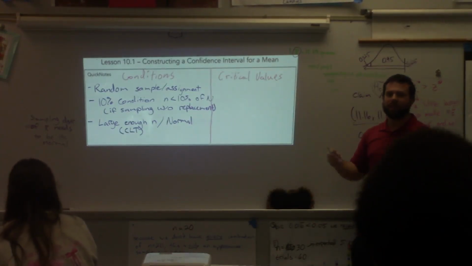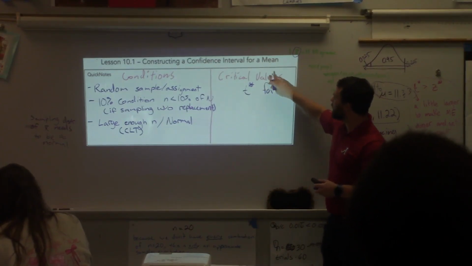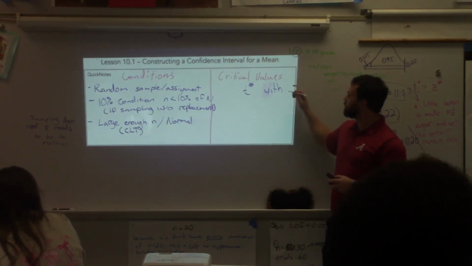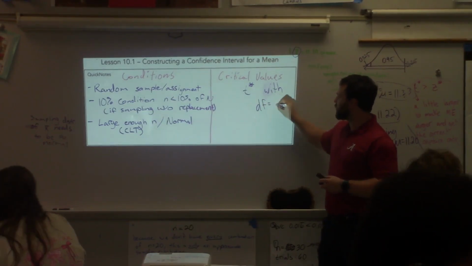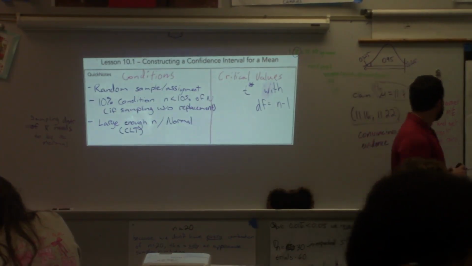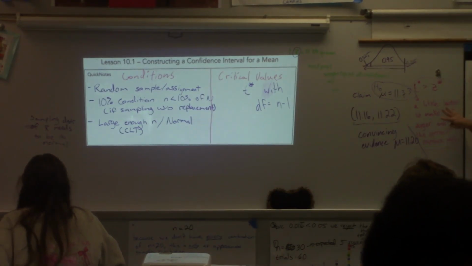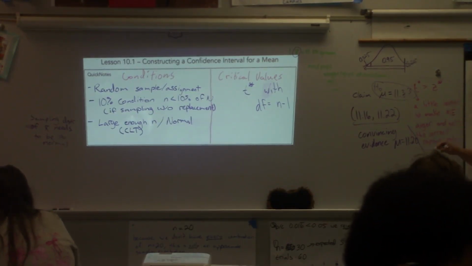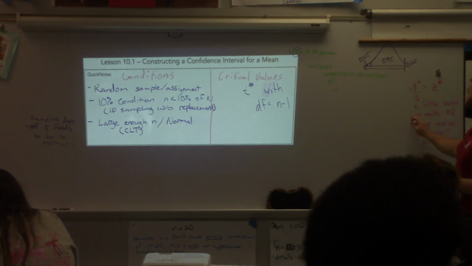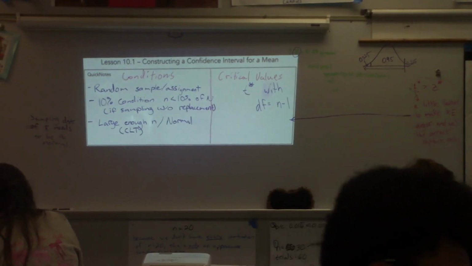Alright, critical values. Okay, so what critical value do we need? T star. What helps us determine the correct T star? The table. The degrees of freedom equal to n minus 1. And I would probably add this detail in here: we need a little larger critical value to make the margin of error larger and get the correct capture rate. That's the big idea here: you need a critical value that's a little bit larger to have the right capture rate.